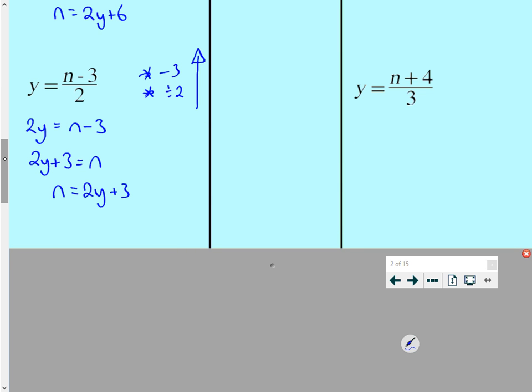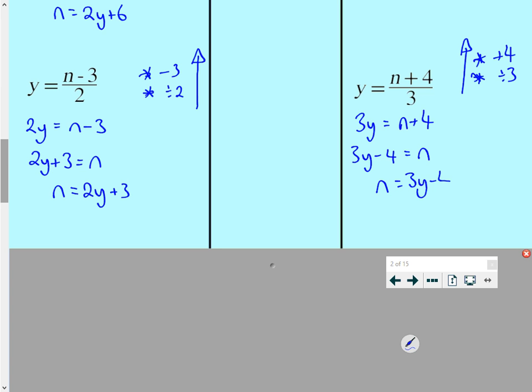One for you to try on the right-hand side. So again, here, you're going to be adding 4, and then you're going to be dividing by 3. So we're going to work backwards. So the last thing you did was divide by 3, so we're going to get rid of that first. We're going to times both sides by 3, and then I'm going to take away 4 from both sides. So n is going to be 3y, take away 4.